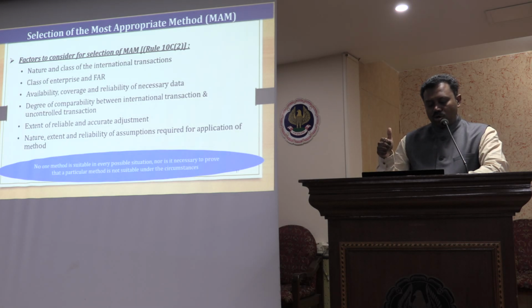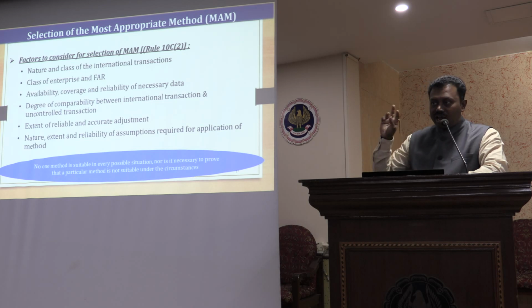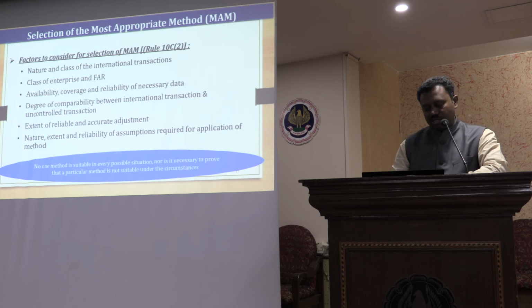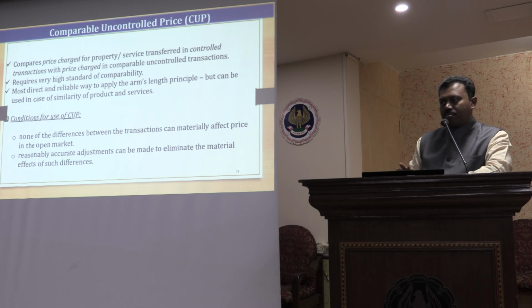No one method is suitable in every possible situation, nor is it necessary to prove that a particular method is not suitable under the circumstances. If you are able to prove, that is sufficient. But invariably, as a TP document, we have this old traditional method where we put a method and tell why this is not applicable to it. And then we go on to arrive at that specific method and tell in the TP document why this method is applicable. So that is how the TP document is finalized. Fine. We will come to the methods now.